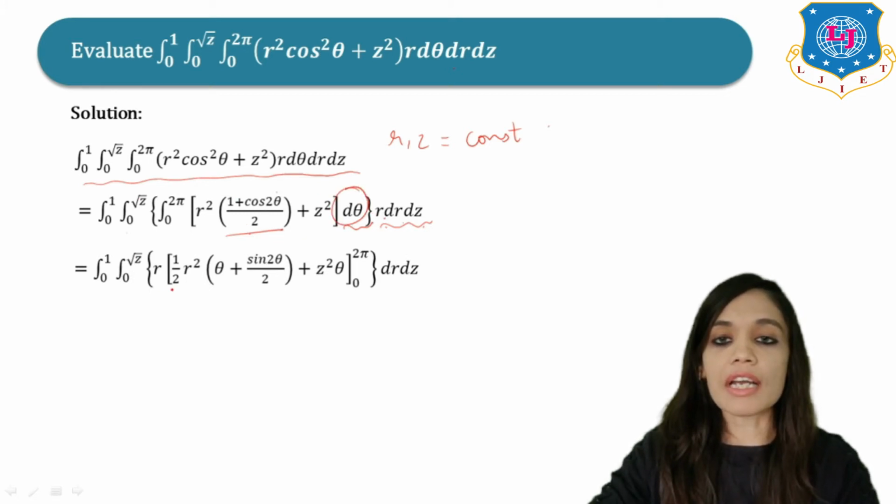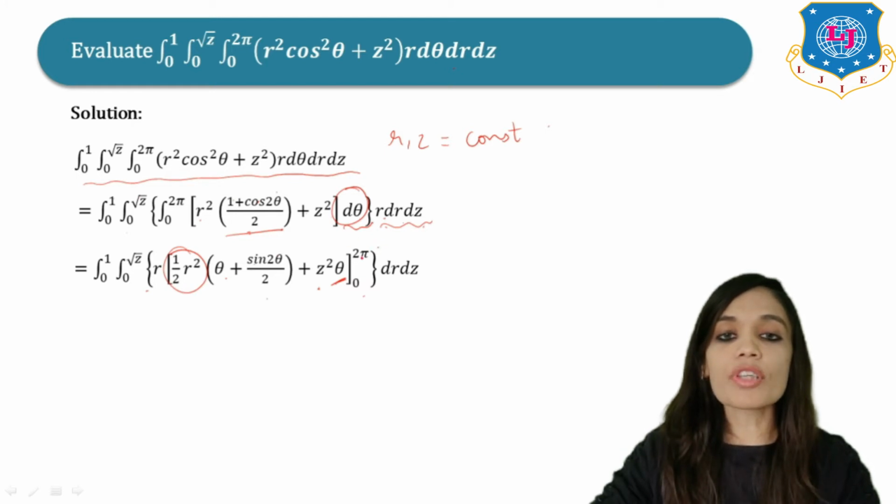Okay. So now let us start the integration with respect to theta, right? So keep this r outside. Now r square by 2 is constant, so keep it as it is. Now integration of 1 will be theta. Integration of cos 2 theta will be what? Sin 2 theta upon 2. Now this z square is constant, so keep it as it is. And integration of 1 d theta will be what? Theta. And your limits are 0 to 2 pi, right?